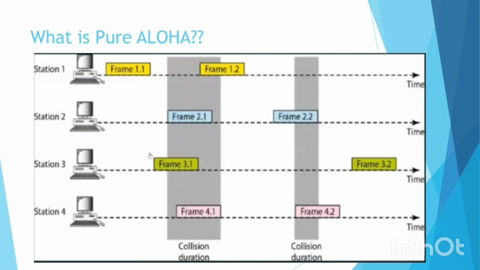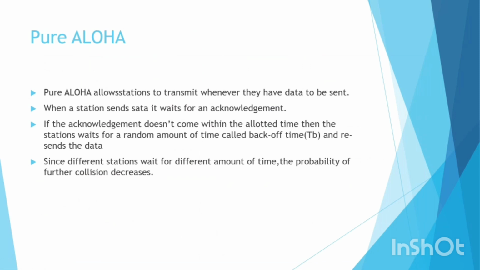Here we can observe that in station 1 there is no collision, but in station 2 and station 3, frame 2.1 and frame 3.1 meet at the same time. This means a collision has occurred. This is called a pure collision because the stations are different. Pure ALOHA allows stations to transmit whenever they have data to send.